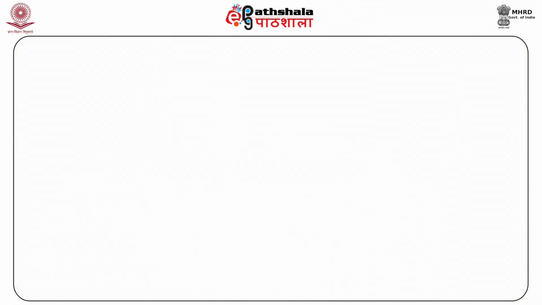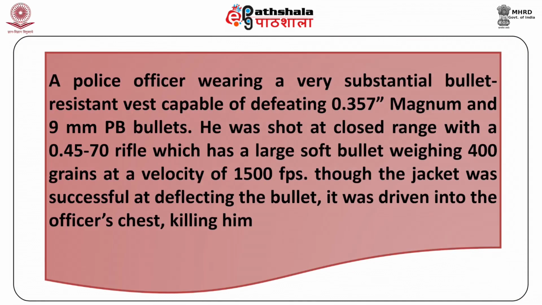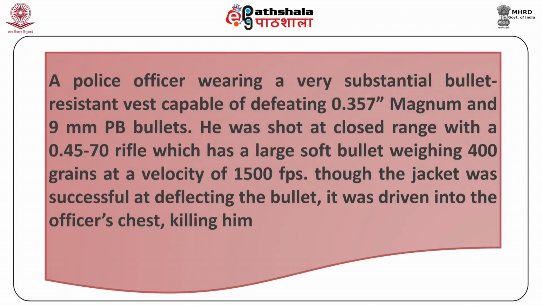Case examples. Soft body armor is not infallible, as the following two cases illustrate. The first involved a police officer wearing a very substantial bullet-resistant vest capable of defeating .357 inch Magnum and 9 mm PB bullets. He was shot at close range with a .45-70 rifle, which has a large soft bullet weighing 400 grains at a velocity of 1500 fps. Though the jacket was successful at deflecting the bullet, it was driven into the officer's chest, killing him.